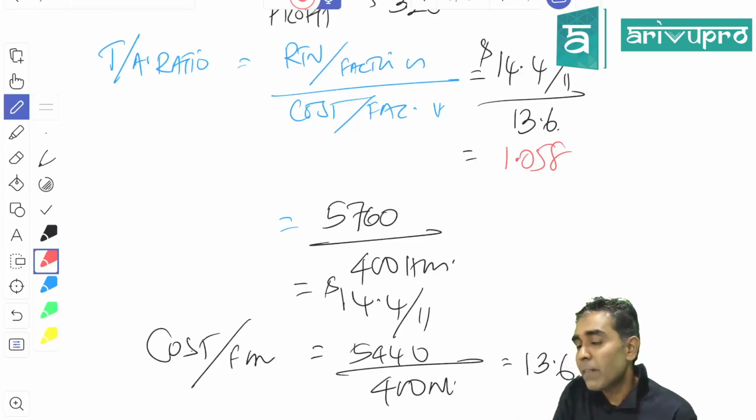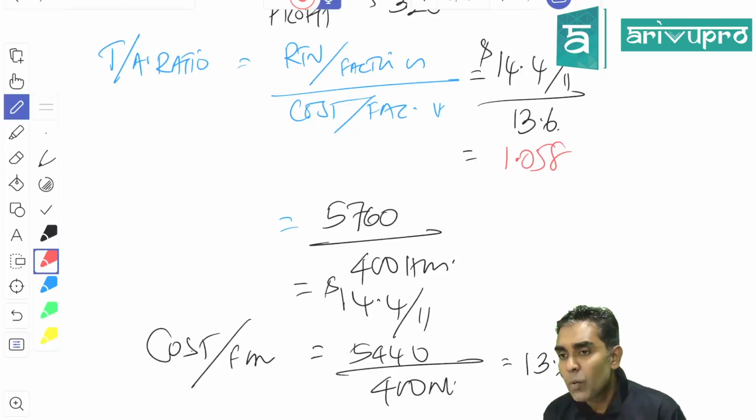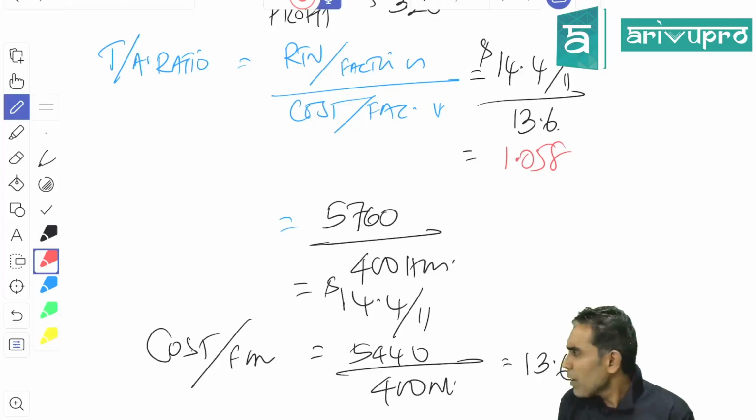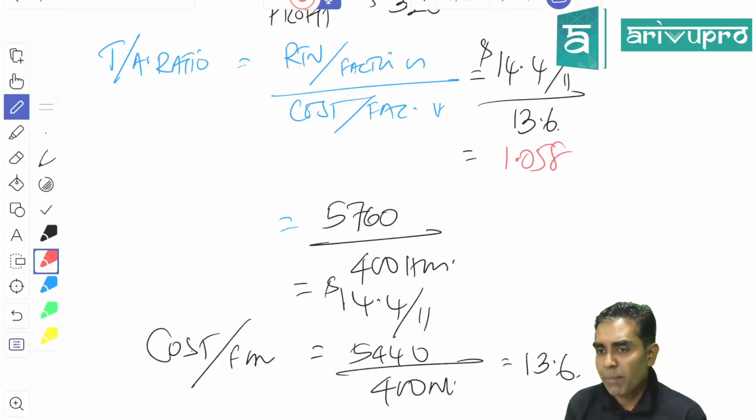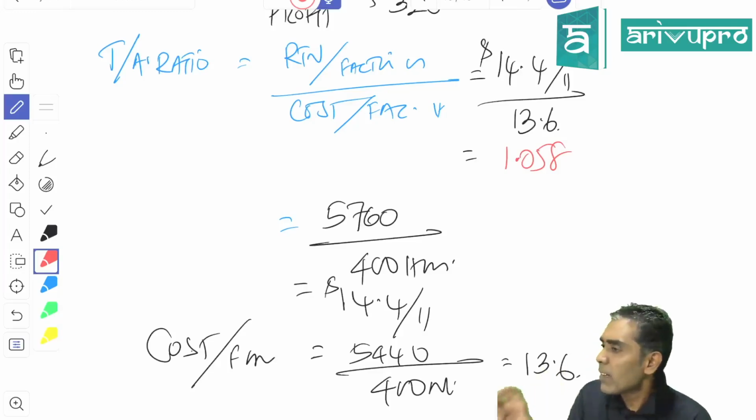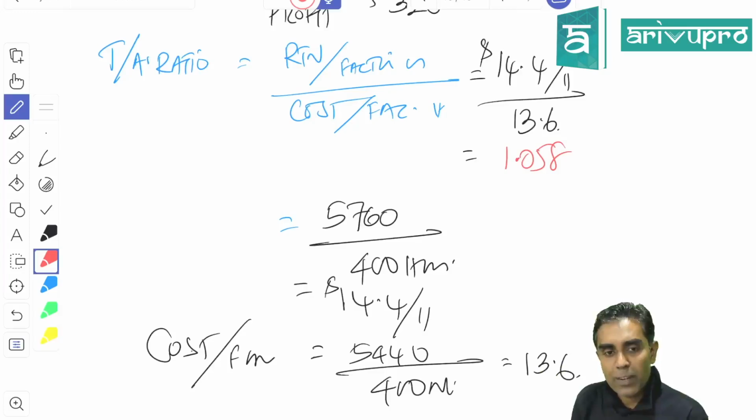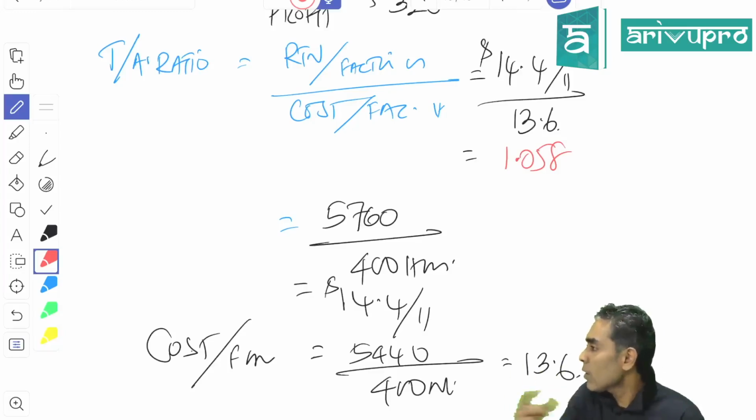But then you have to convert everything into minutes. Since we have calculated return per factory hour in minutes, the total factory cost also has to be in minutes: 5,760 divided by 24,000 minutes. That is the best way of calculating the TA ratio. But this is what they have given in your marking scheme, and I don't agree with it. I want to go into a bit more detail, calculating the TA ratio individually for each product. That would give a better picture than calculating for the company as a whole.